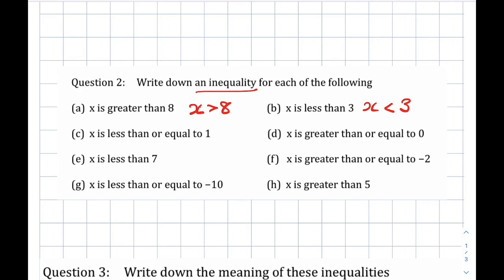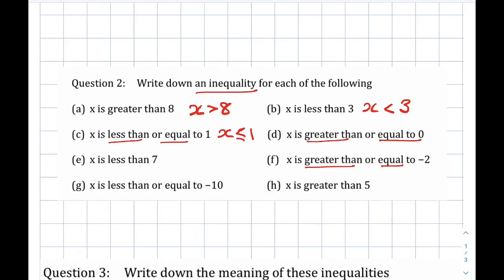For the next one, x is less than or equal to 1. That means we're looking at all the values which are either 1 or lower than 1. For the next one, x is greater than or equal to 0. That's going to be written as such: x is greater than or equal to 0. Question E, x is less than 7. We're looking at all the values which are below 7.